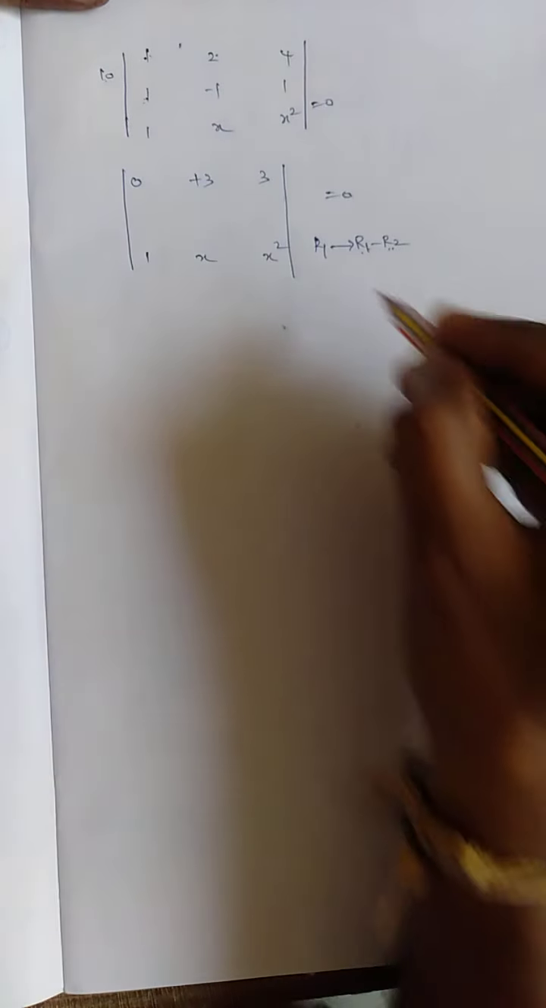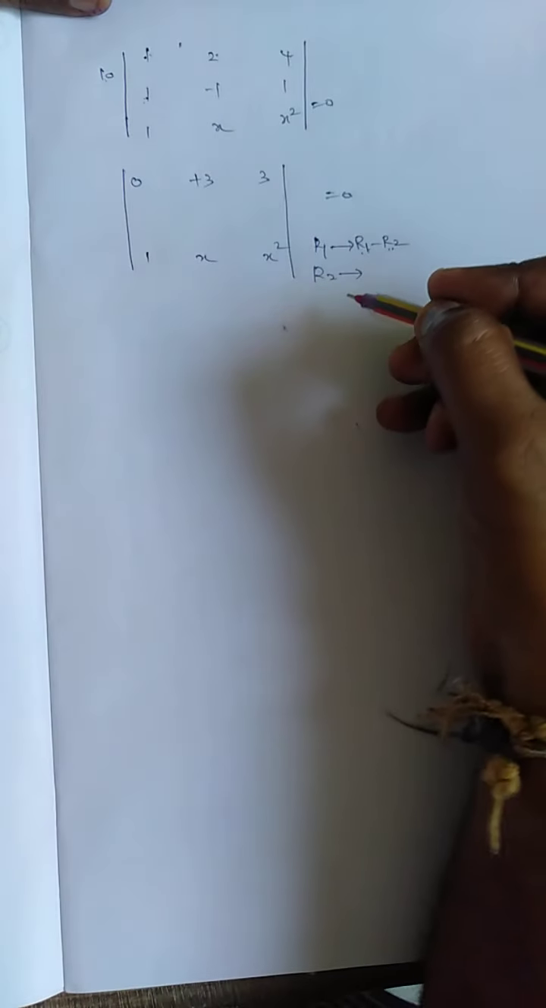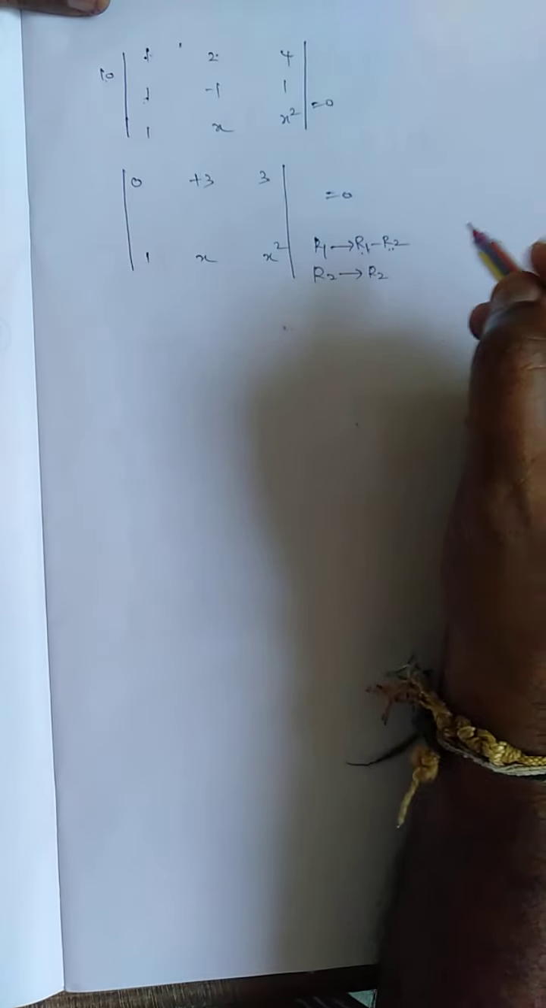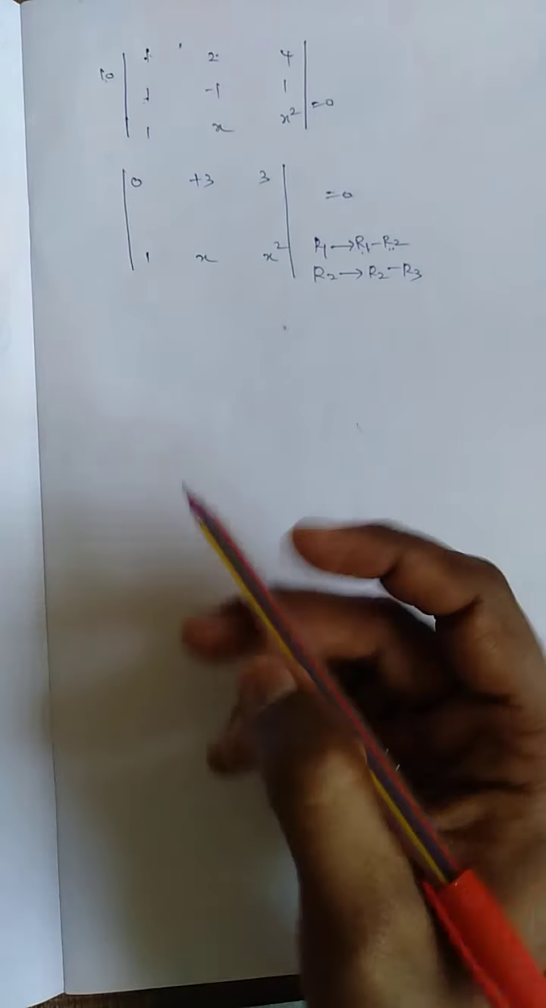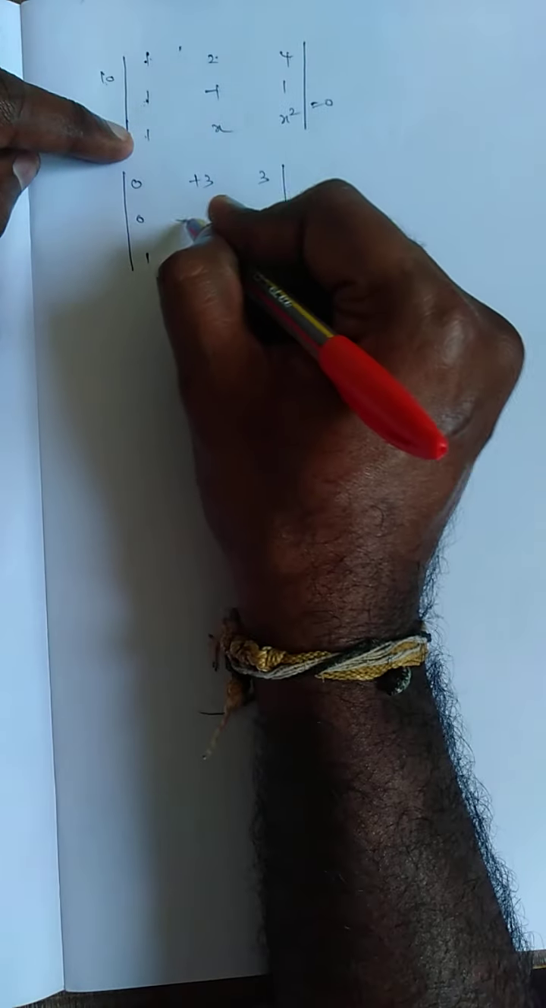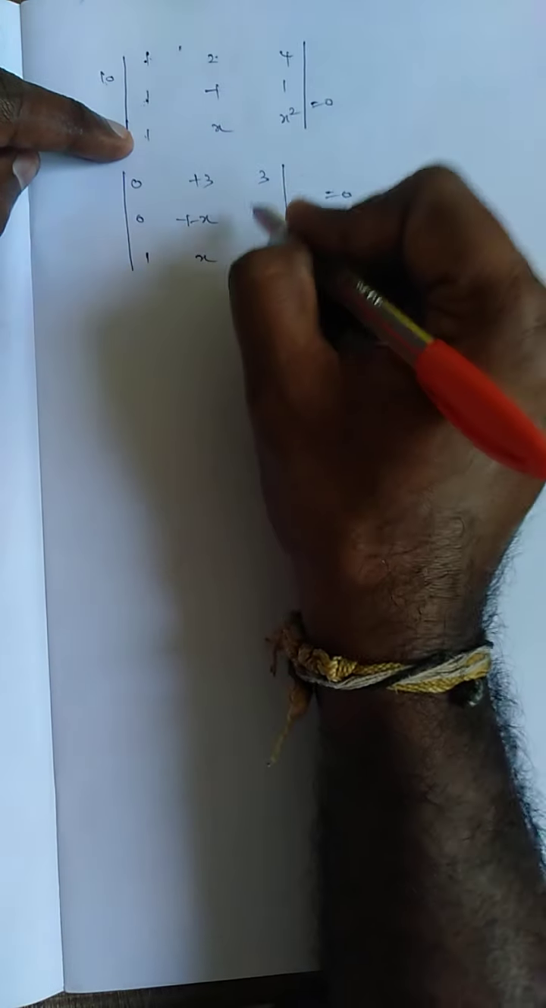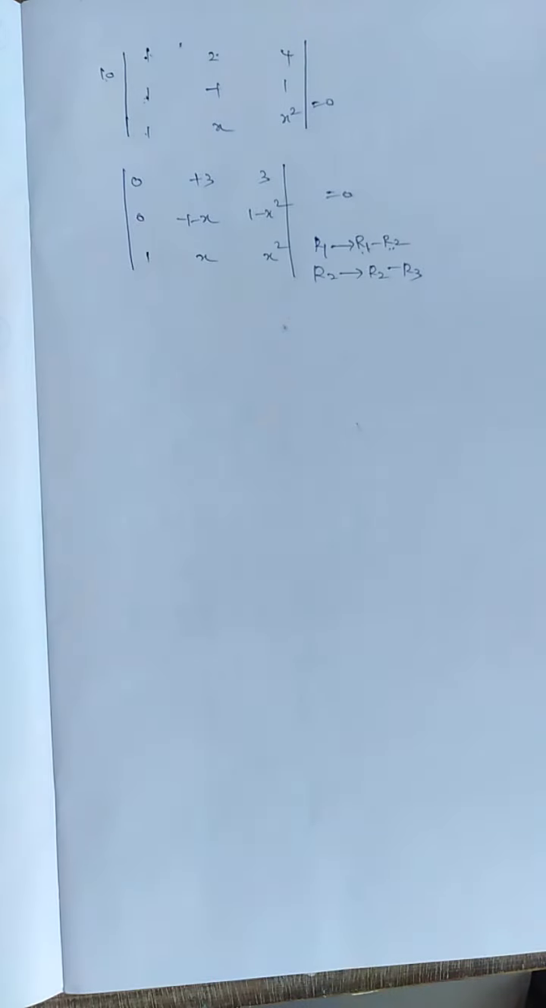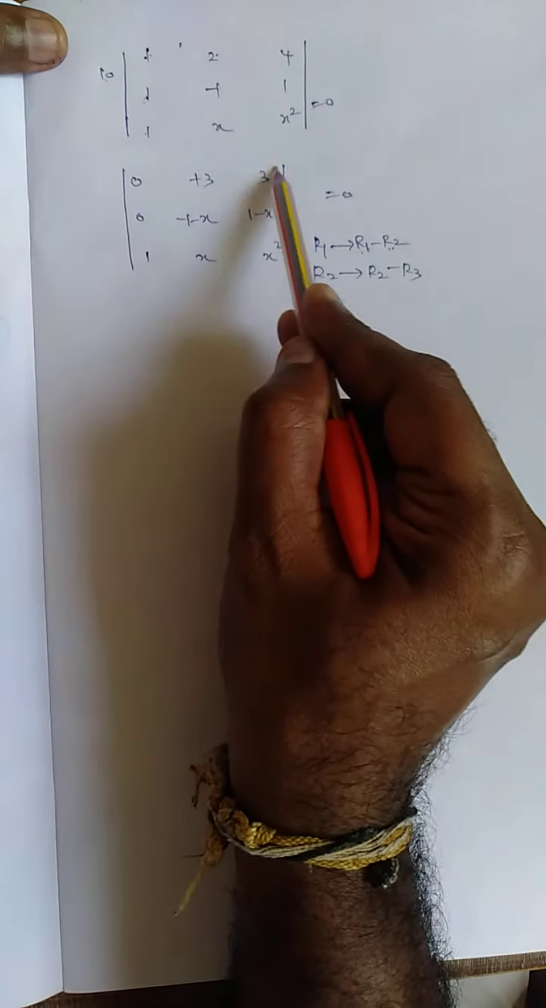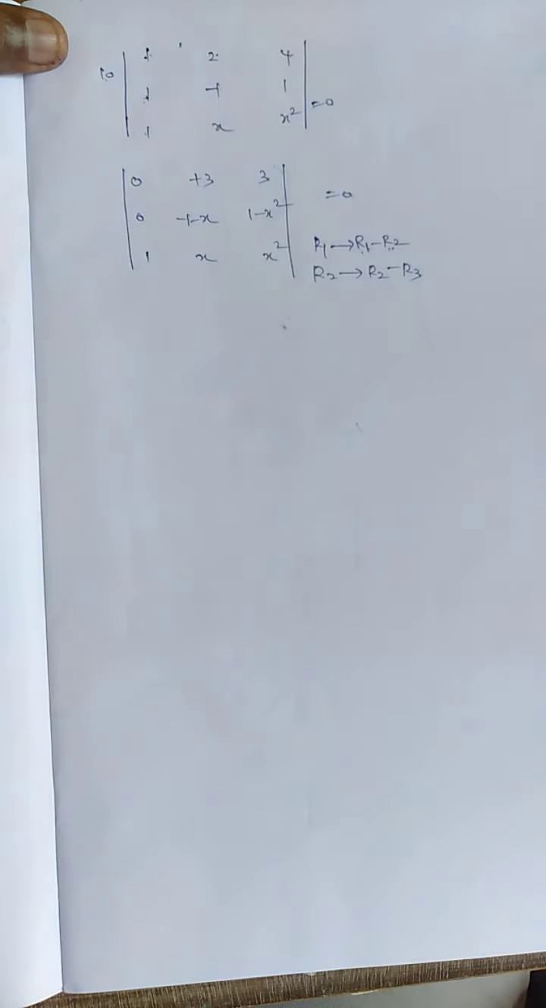So I take 3 outside. Next I am going to change R2. R2 tends to R2 minus R3. So 1 minus 1 is 0. This is minus 1, this is minus 1. Minus 1 minus x, 1 minus x square. If we take 3 outside, I can take 3 outside also from this.